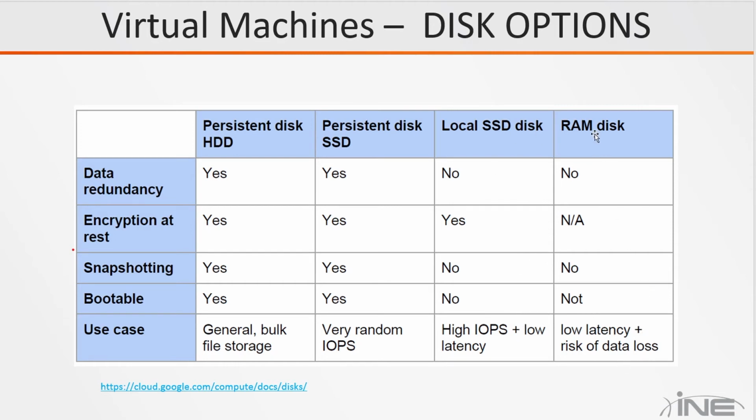And then you've got RAM disk. Now this is again probably by far the most expensive. It's going to be low latency and again very low data loss capability, but again very expensive.